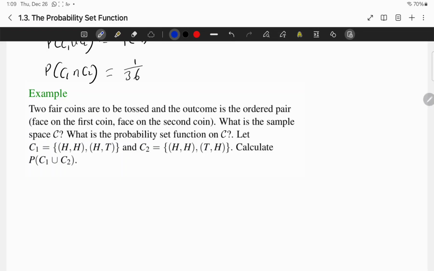So let's first of all find the partition. We have two fair coins, which means we can list all the possible outcomes, and that will be the sample space. Since it's two fair coins, we can have head head, or head tail, or tail head, or tail tail. So those are the 4 possible outcomes that we can have.